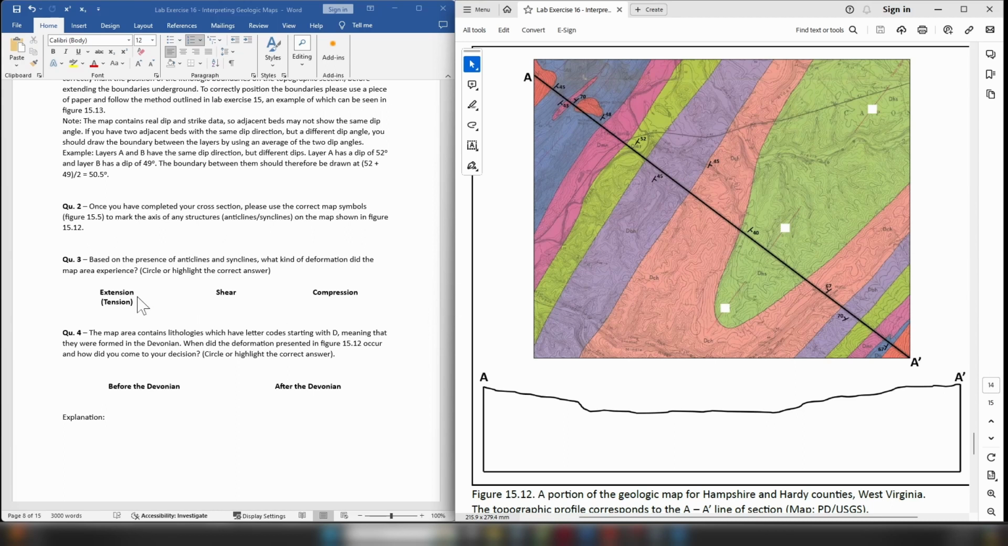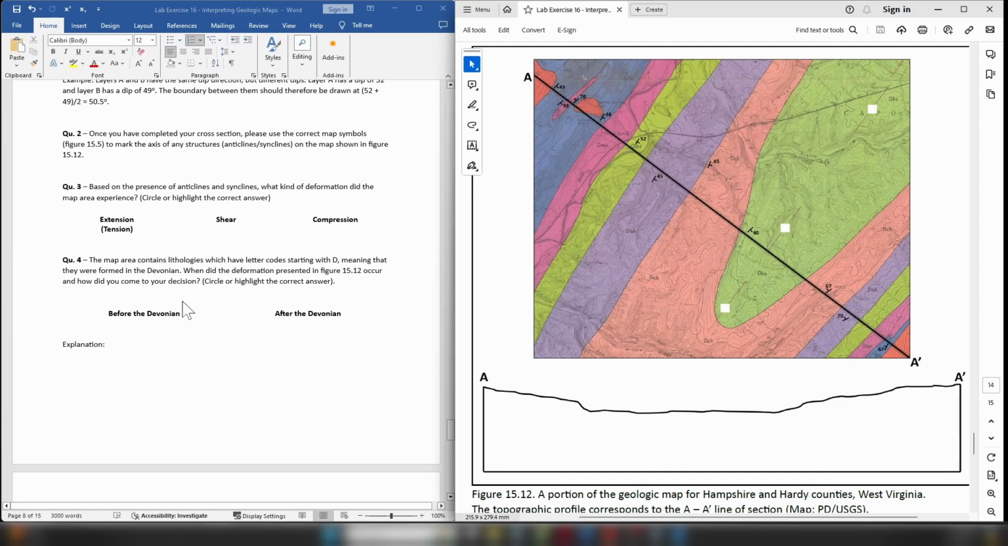Extension, so the crust is being stretched. Sheared, so the crust is essentially, for want of a better way of describing it, being smeared as 2 blocks move past each other. Or compressed, which is the result of 2 blocks hitting each other and pushing against each other. So you will have to work out which type of deformation you think it is. Once again, if you are uncertain, you can refer to your physical geology notes. You can refer to the lecture videos for this course, or if you still feel uncertain, you can send me an email and I will try and guide you towards the correct answer.